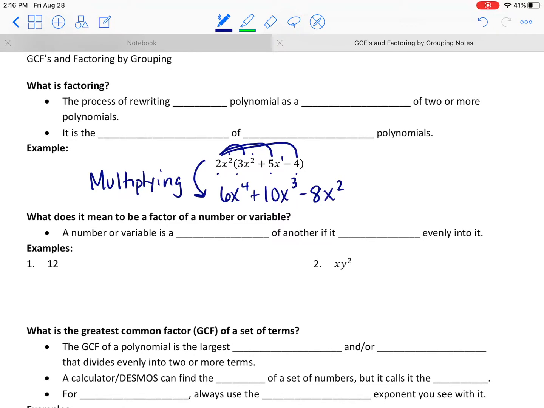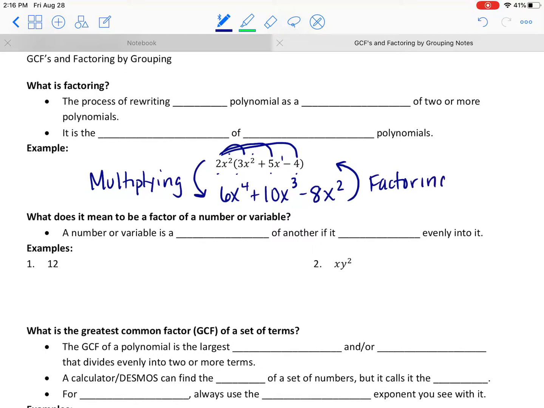Okay, when you are factoring, you are working in reverse. So instead of starting with 2 polynomials, right? So here's a polynomial with 1 term, here's a second polynomial with 3 terms. Instead of starting with the 2 polynomials and multiplying to make 1 continuous polynomial here, we're going to be working in reverse. So in reverse is we start with the 6x to the 4th, 10x to the 3rd, and negative 8x squared, and we have to try to figure out what did we multiply to make that polynomial happen. That is the factoring process.